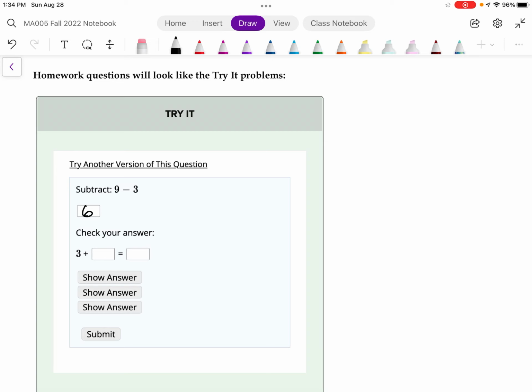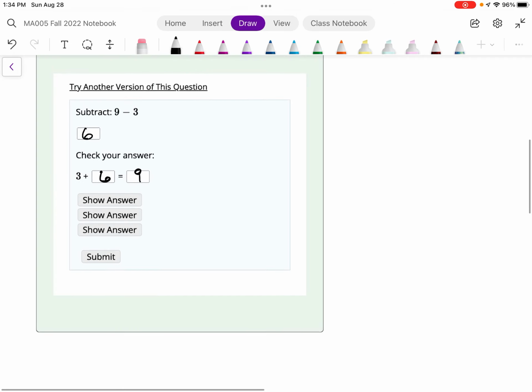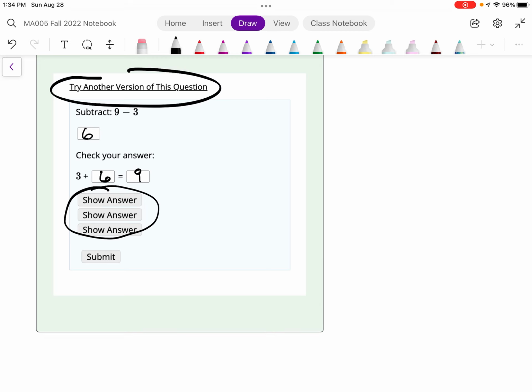And then they're asking you to check your answer. So I just want to make sure you understand what they're asking for. They're just asking you to put 6 in here, and that equals 9. Okay, so that's the check. And if you're confused by this in the homework, you can click the show answer for each of the 3 blocks and just see what they're looking for. And then you can try another version right here.